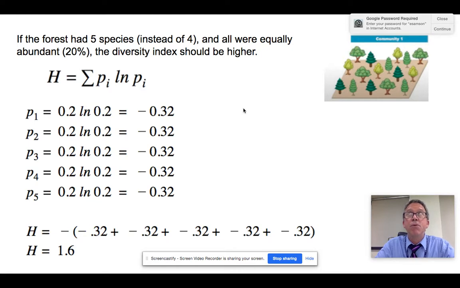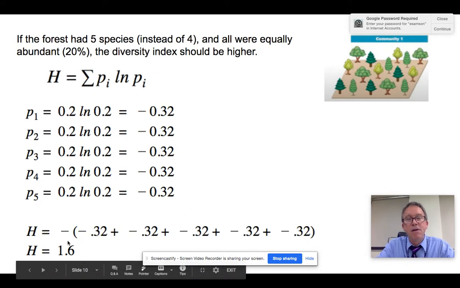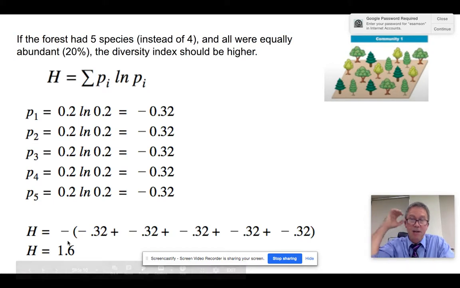I would have 0.2, that's 20%. All right. 0.2 times the natural log of 0.2 is negative 0.32. I would have that 5 times because there's 5 species. So when I sum up for all the different species, I would get this, and that gives me 1.6. So you see that it got higher because I had more species.